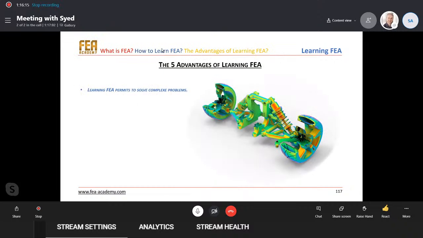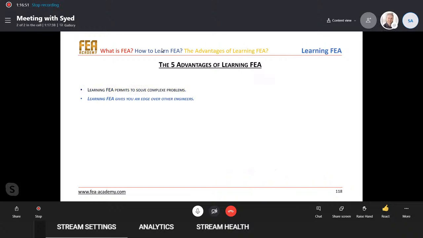So let's conclude this presentation with the advantages of learning FEA. First, learning FEA permits you to solve complex problems. The main advantage of learning FEA is the fact that you can solve problems that are impossible to calculate otherwise. This is because end calculations based on classical analysis are only valid and accurate for very simple problems, not for complex problems. However, as a mechanical and structural engineer, you will rarely be faced with simple problems. Advanced designs are so complex that classical methods, such as end calculation, will not allow you to meet the objectives.